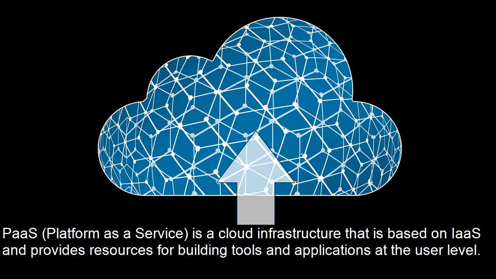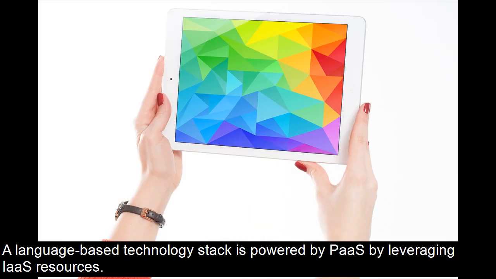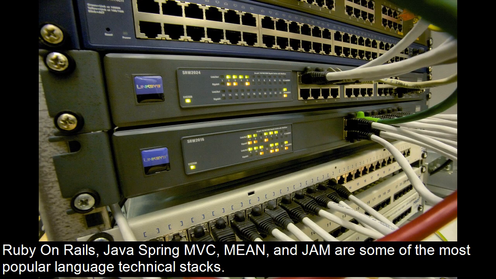PaaS, Platform as a Service, is a cloud infrastructure that is based on IaaS and provides resources for building tools and applications at the user level. As well as computing, networking, and storage resources, it also provides development tools, database management systems, and middleware. A language-based technology stack is powered by PaaS by leveraging IaaS resources. Ruby on Rails, Java Spring MVC, and others are some of the most popular language technical stacks.